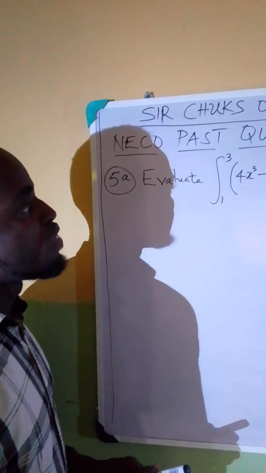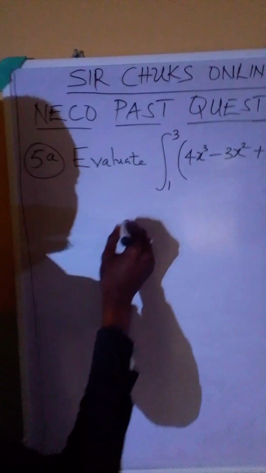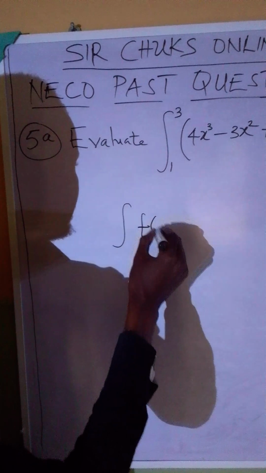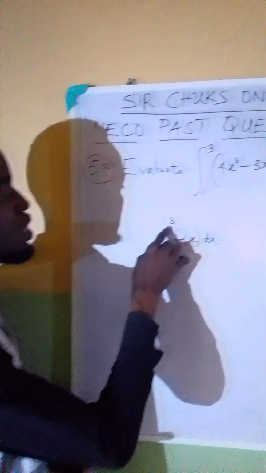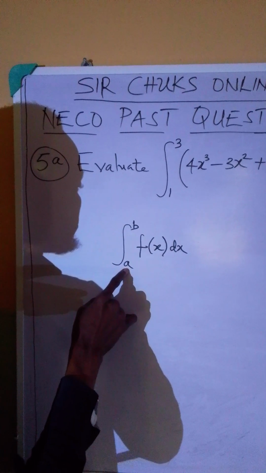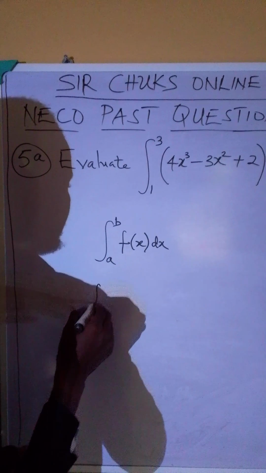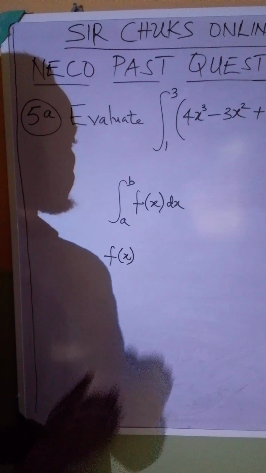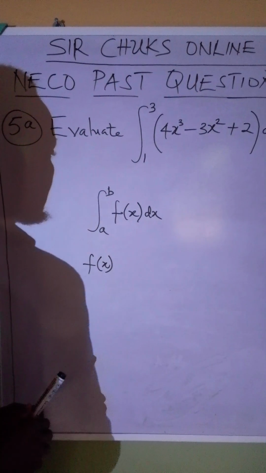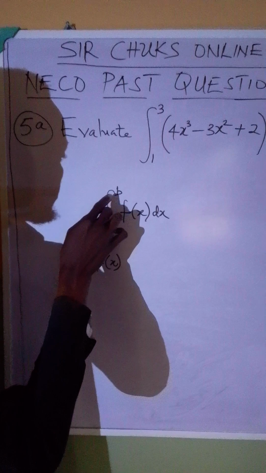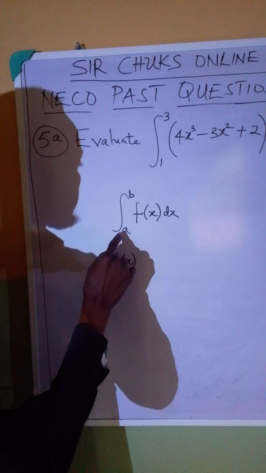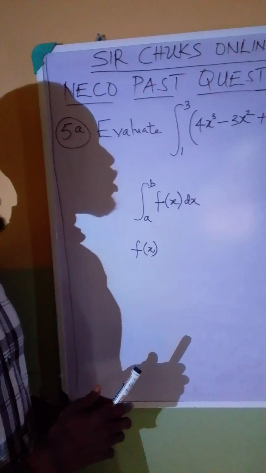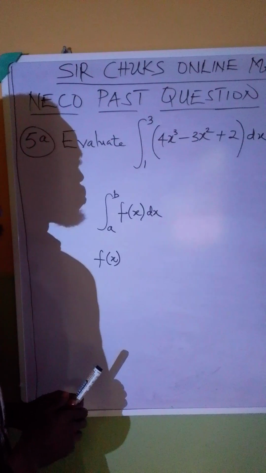Alright, so when given a definite integral, such as the integral of f of x dx, having b and a as the limits of integration, where b is the upper limit and a is the lower limit, what you have to do is to integrate f of x with respect to x, and then you substitute the upper and lower limits, and then subtract the outcome of the lower limit from the outcome of the upper limit. Alright, so let's do that right away.